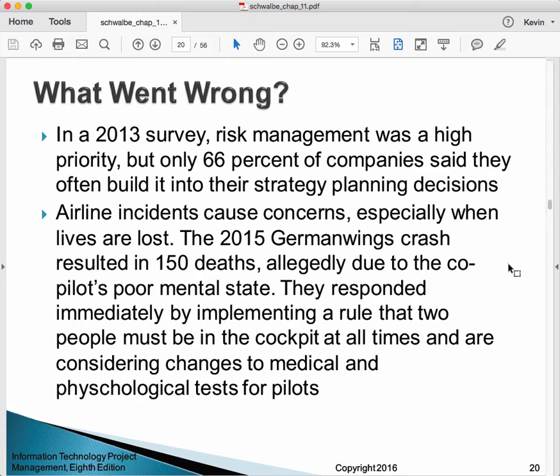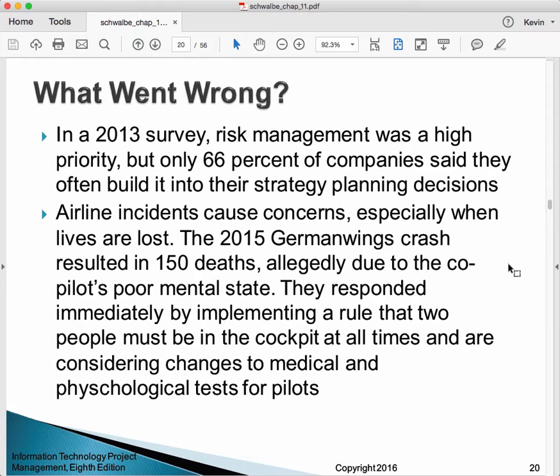Airline incidents cause concerns, especially when lives are lost. In 2015, we had a Germanwings crash that resulted in 150 deaths, allegedly due to the co-pilot's poor mental state. They responded immediately by implementing a rule that two people must be in the cockpit at all times and are considering changes to medical and psychological tests for pilots.